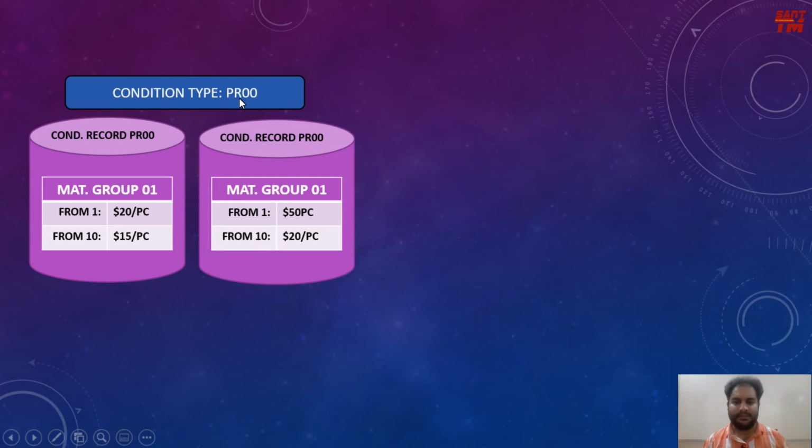Suppose there is a condition type PR00 and the same condition type PR00 has two condition records. One is this and the other one is this. Both are acting on material group 01. The first condition record says from 1 to 9 pieces the item would be charged at $20 per piece, and from 10 and above it would be charged at $15 per piece. The second condition record says from 1 to 9 the product would be charged at $50 per piece, and from 10 and above the item would be charged at $20 per piece. So there is only one condition type.